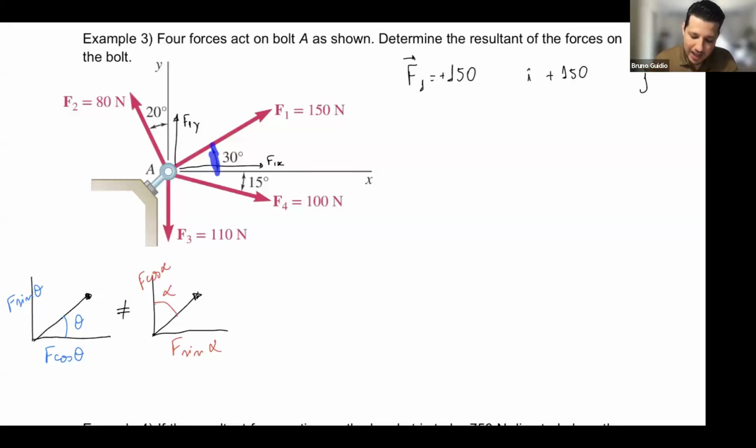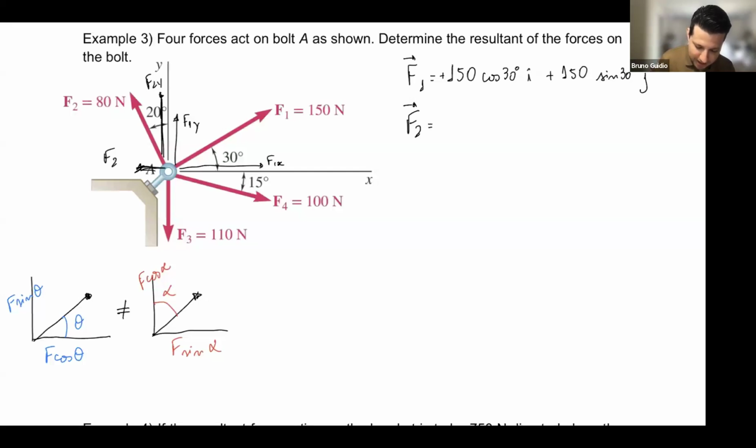Coming here, x-axis touching the 30 degrees. So what we have is cosine of 30 and sine of 30 degrees, both positive. Okay, let's go for F2. F2, where is F2? Right here. Take a look at F2. This one, F2y, and this one here, F2x.